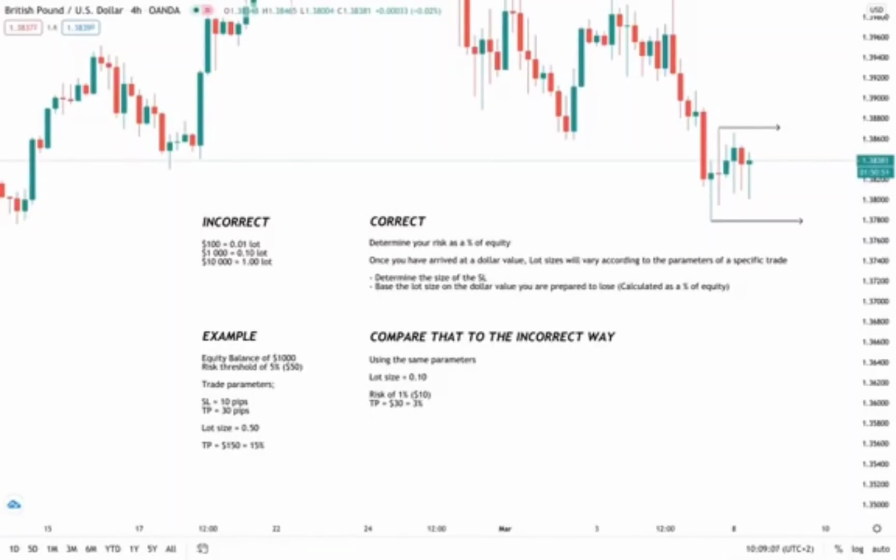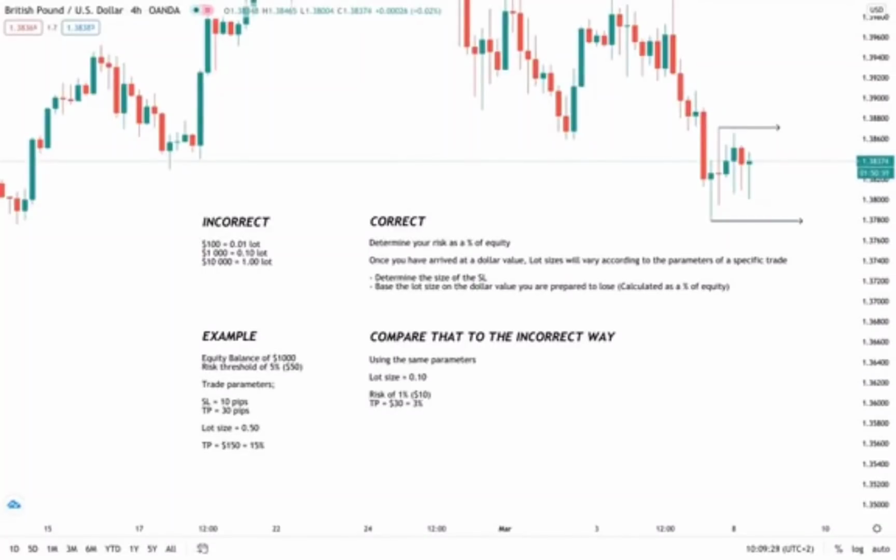all right? So for every $100, you are using a 0.01 lot. For $1,000, 0.1 lot. For $10,000, a 1 lot. Okay, now I honestly have no idea how they arrive at this formula or at this method and approach to risk management, but what I can tell you is it's completely off and it's incorrect.